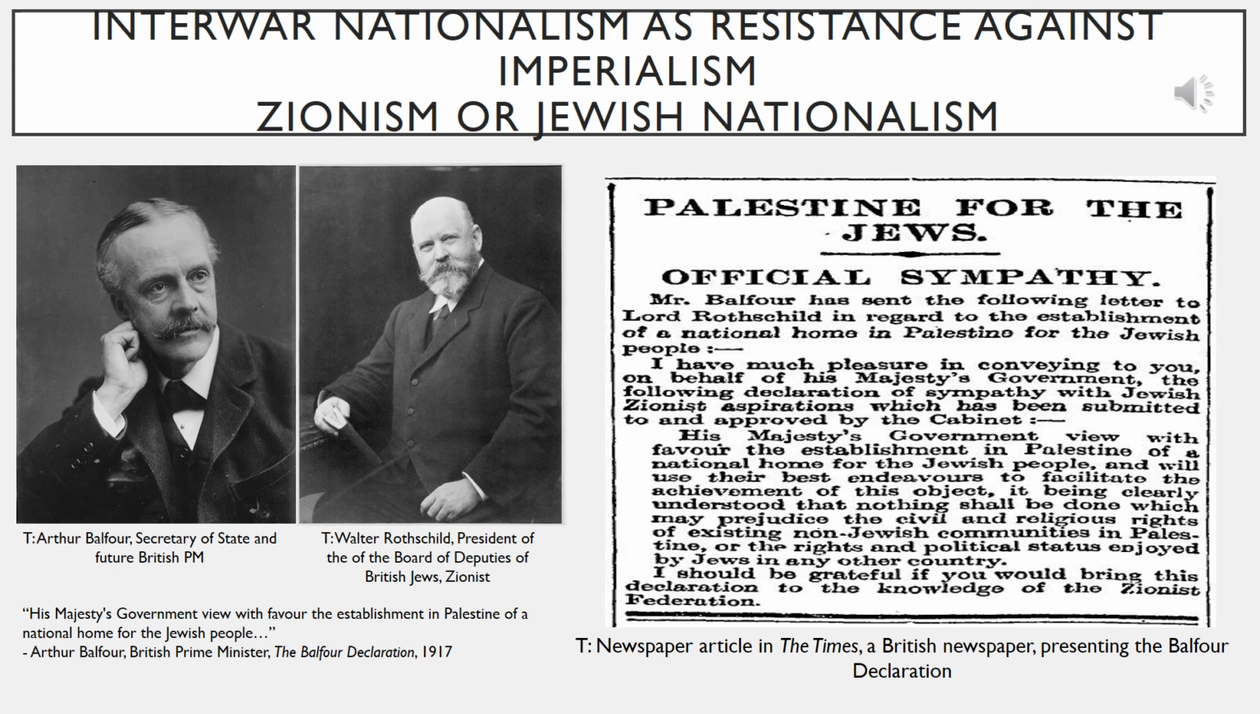Zionists believed that to end institutional anti-Semitism, all Jews would have to come together in a single Jewish union. Zionists rejected the notion of Jews assimilating into European and American cultures because they believed that would continue to diminish the existence of their culture and their national identity.